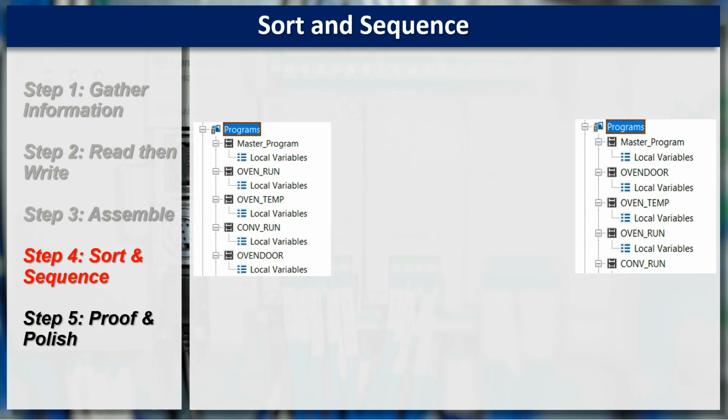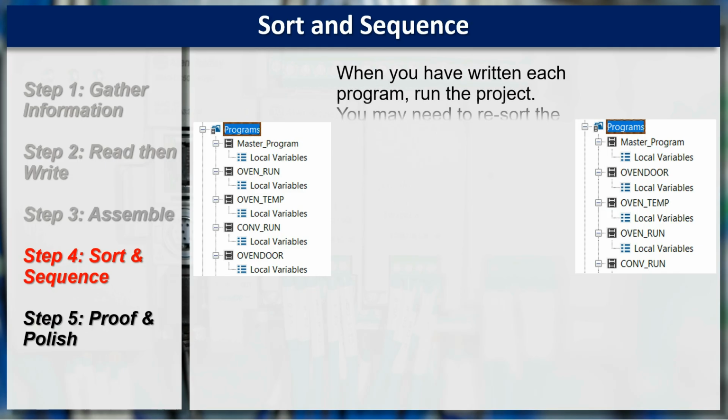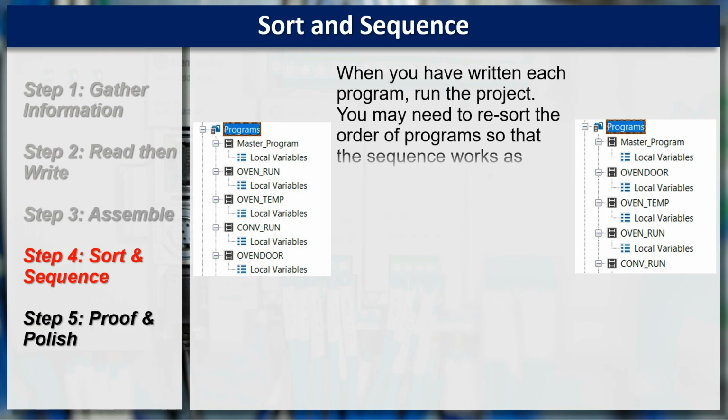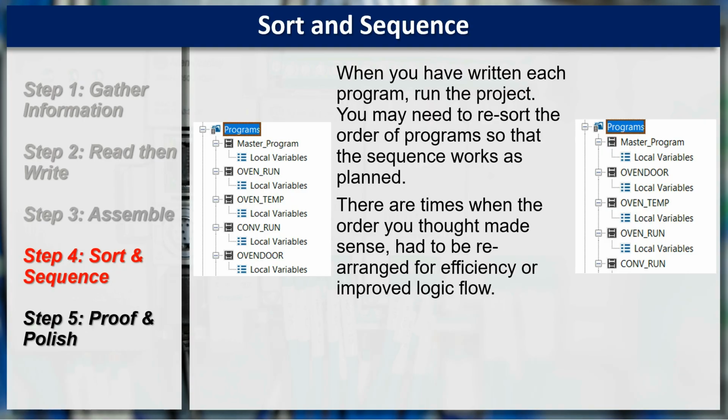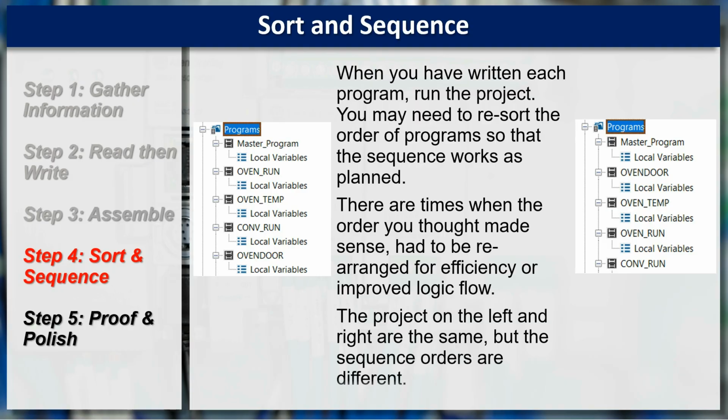Step 4, sort and sequence. When you have written each program, run the project. You may need to resort the order of programs so that the sequence works as planned. There are times when the order you thought made sense had to be rearranged for efficiency or to improve logic flow. The project on the left and right are the same, but the sequence orders are different.